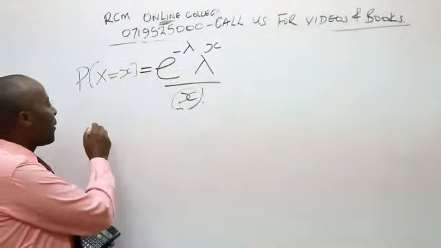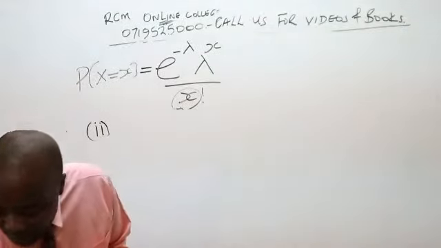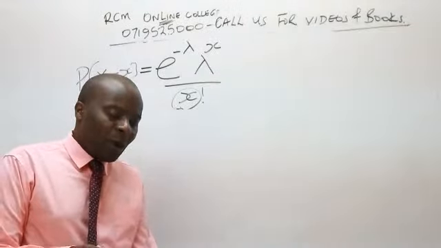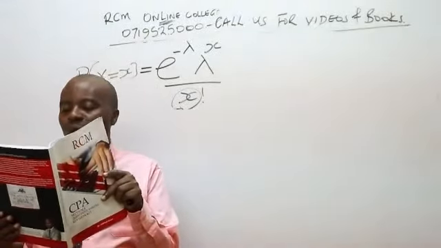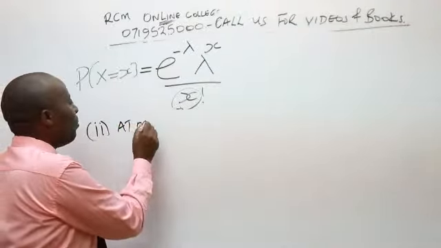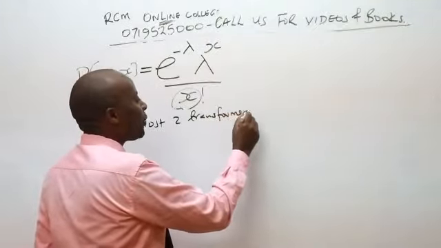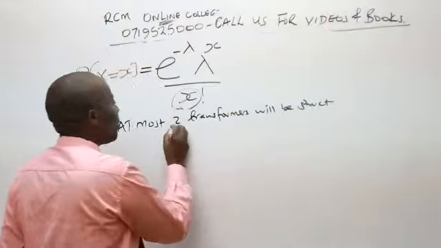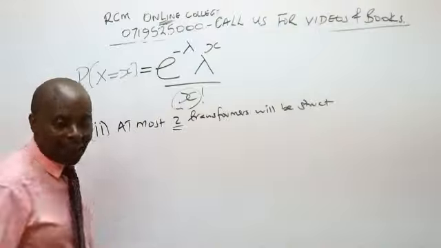So ladies and gentlemen, let's look at number 2. In number 2, they want us to give them the probability that at most 2 transformers will be struck, meaning that the 2 that they have mentioned here is the highest figure. So it is 2 or less, at most.